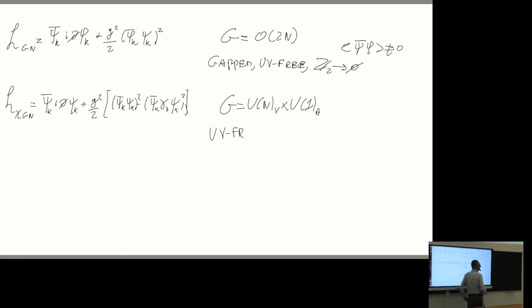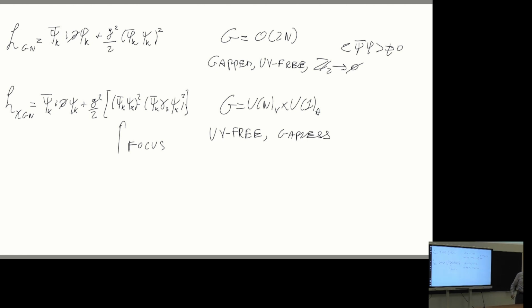Yes, thanks. So this is also UV-free, but now in this model, unfortunately, it's a gapless model, okay? So it's not gapped. So it's a sort of, if you wish, a QCD with massless pions. So we will focus on this chiral Gross-Neveu model, and we will try to understand its phase diagram from first principles, okay?